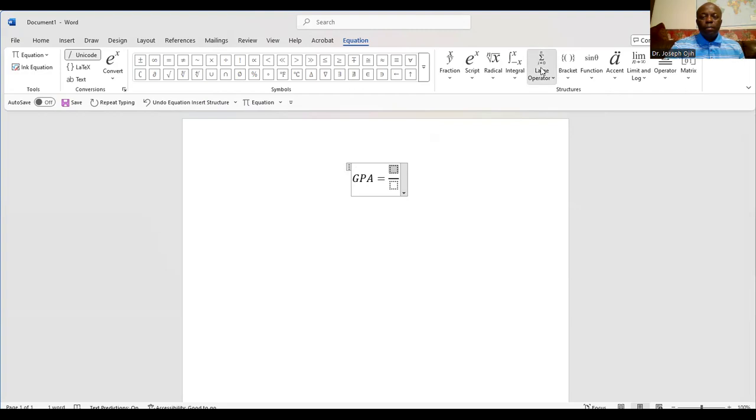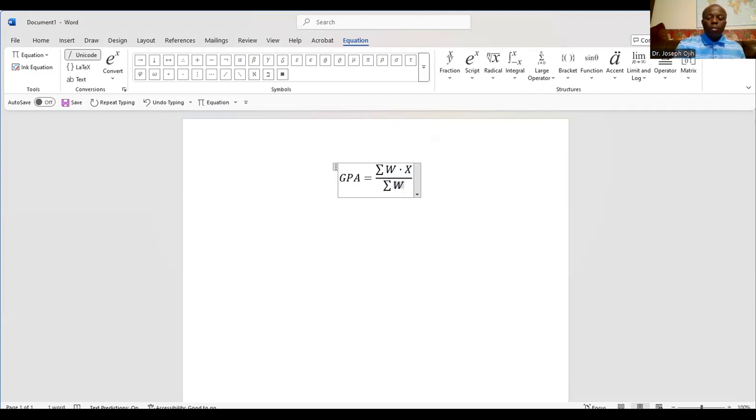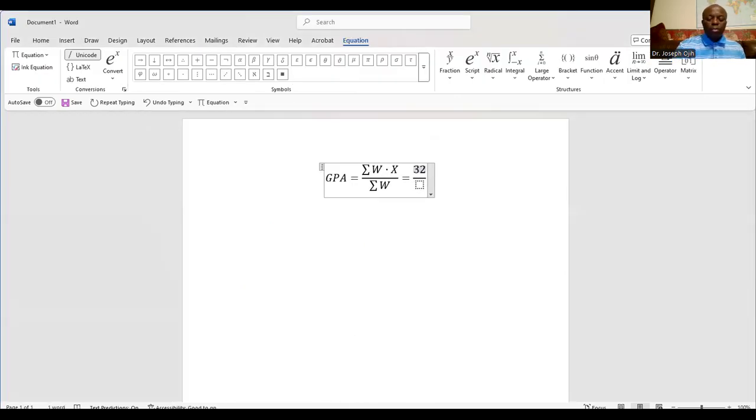sum of weight times x over sum of weight. As you can see from here, the sum of weight times x is 32 and sum of weight is 12. So your answer is going to be 32 divided by 12, 32 over 12.